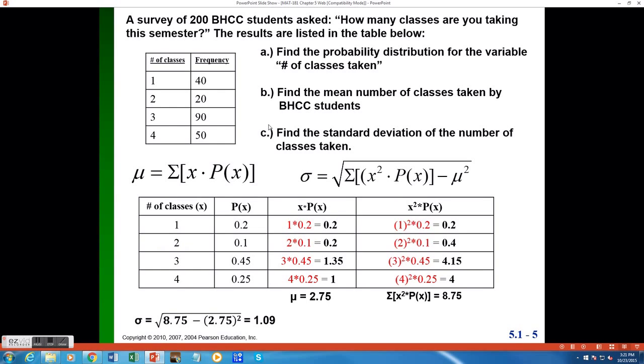Moving on to part C, I want to find the standard deviation of my variable, the number of classes taken. To find the standard deviation of this probability distribution, there's actually a few different formulas I could use. They're the same formula, but they just look different, similar to our standard deviation formulas before. The one that I use is given here on the right side because it's the easiest to calculate and requires the least amount of work to do by hand. What I want to do is take the sum of x squared values times p of x, and then I'm going to subtract the mean squared.